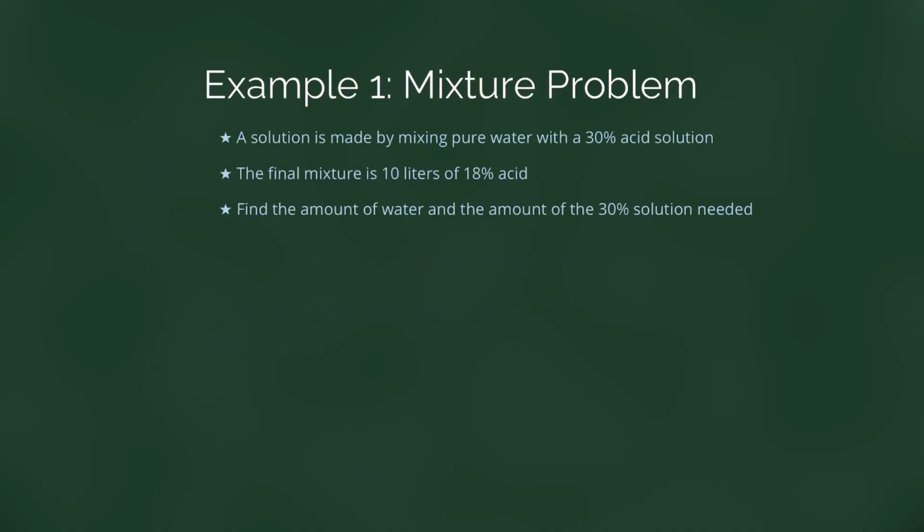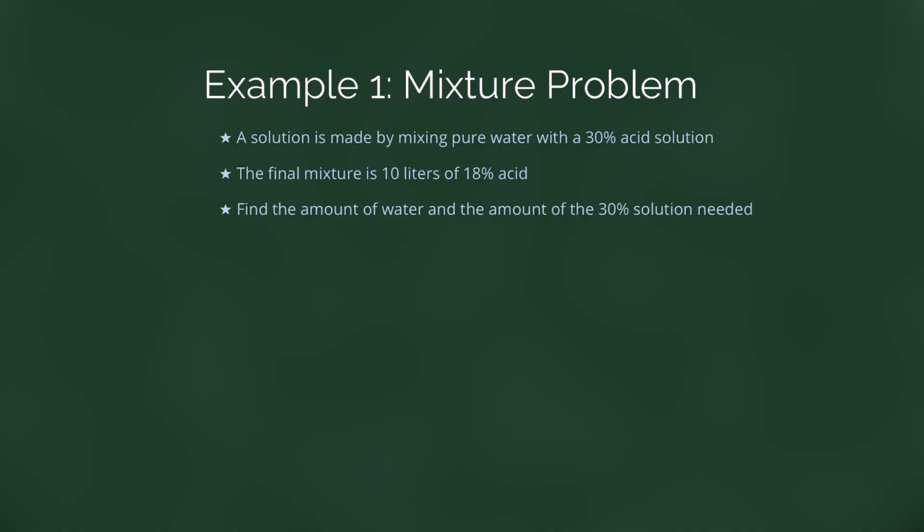Let's start with a fairly typical kind of example of this, a mixture problem. So in this example, we have a solution that we're going to make, and we're going to make it by mixing pure water with a 30% acid solution. We want to end up with 10 liters that's 18% acid. So in other words, the water is going to dilute the 30% acid solution down to 18%. So we want to figure out how much water we need and how much of the 30% solution we need in order to do this.